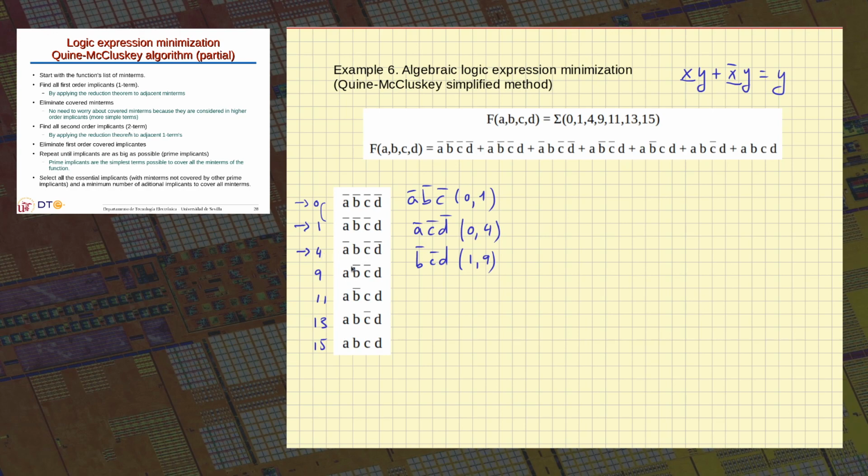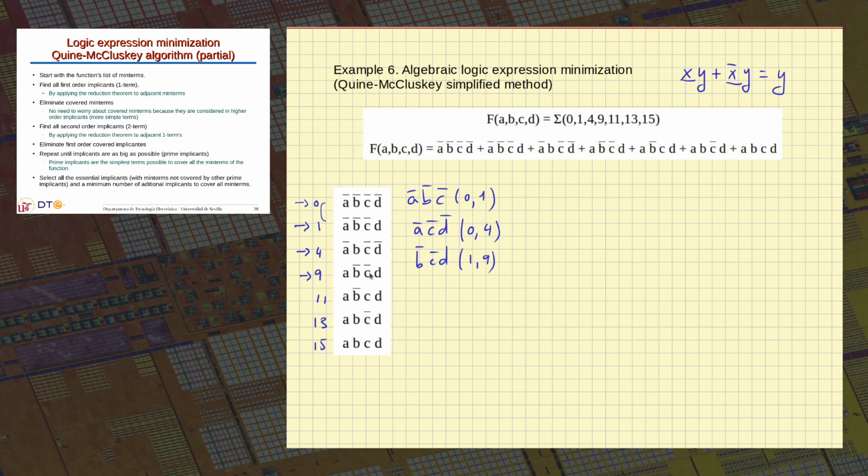4 against 9, there are two literal differences. 4 against 11, two differences. 4 against 13, there are more than one literal differences. So minterm 4 cannot be simplified further with the rest of the matrix.